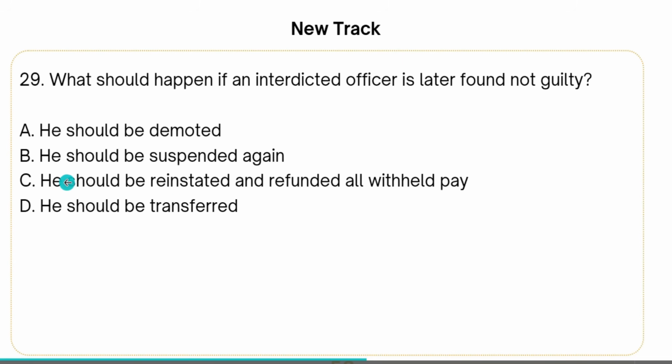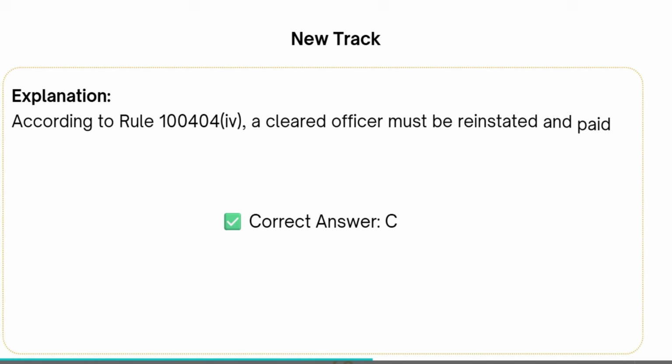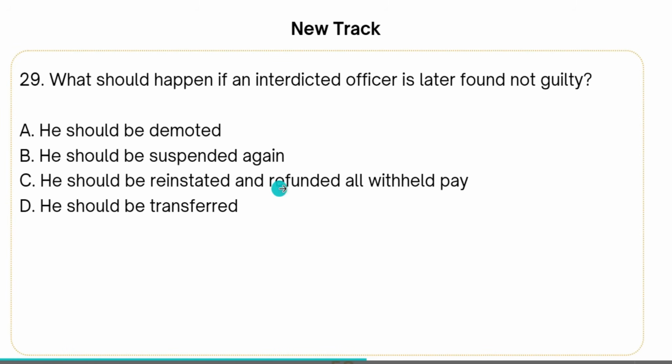Question number 30 says, what should happen if an interdicted officer is later found not guilty? A. He should be demoted. B. He should be suspended again. C. He should be reinstated and refunded all withheld pay. And D. He should be transferred. The right option is option C, and option C says he should be reinstated and refunded all withheld pay.